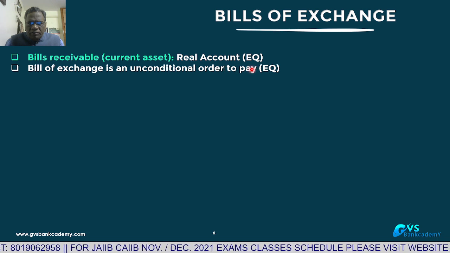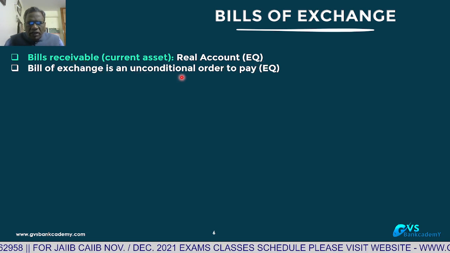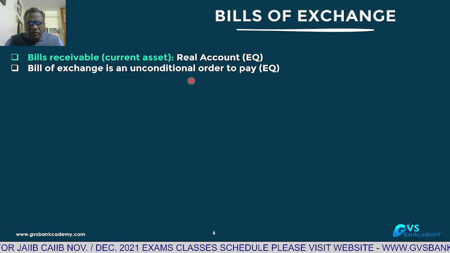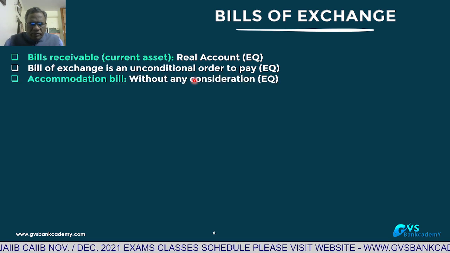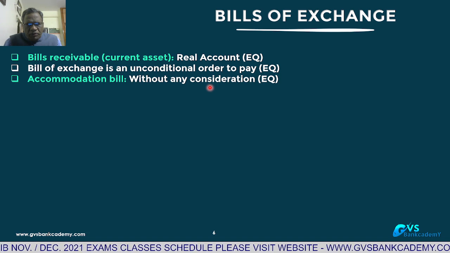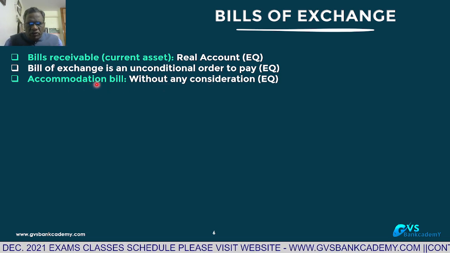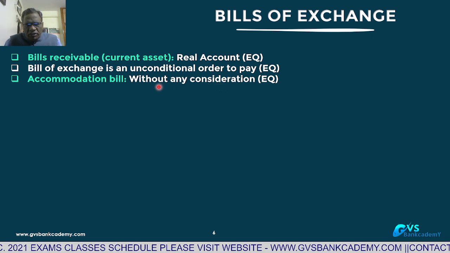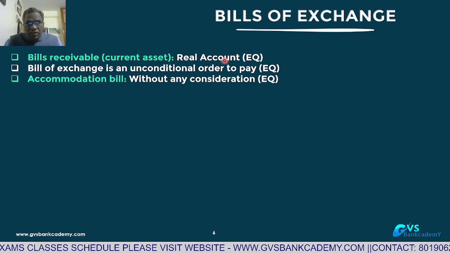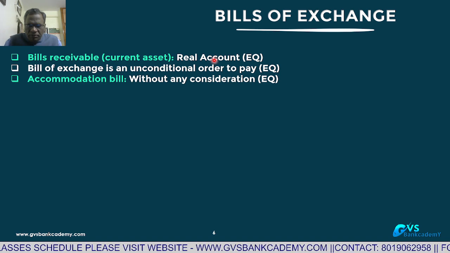These are all our examination questions which they asked earlier. Bill of exchange is an unconditional order to pay. Bill of exchange definition, it is an unconditional order. Accommodation bill, without any consideration or without any genuine business transaction, that is called accommodation bills. Without any consideration, without any business. Even accommodation bills are part of current assets, real account. They are asking that accommodation bills are dash account, real account.